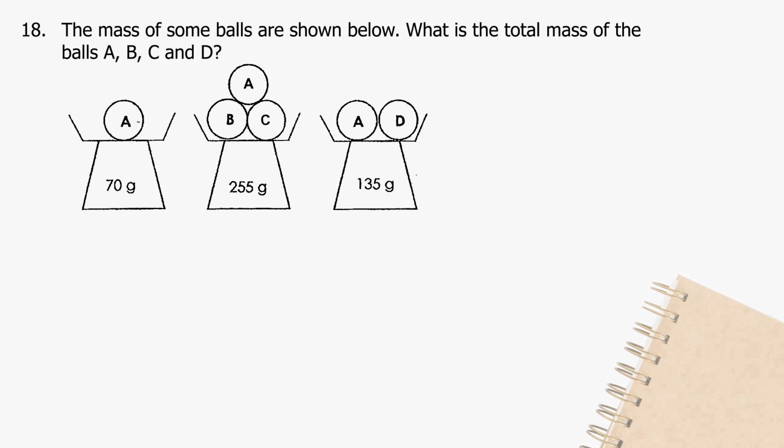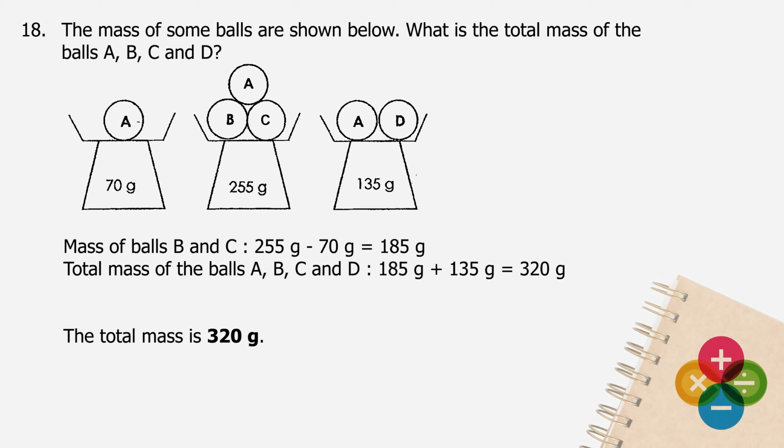Question 18. The mass of some balls are shown below. What is the total mass of the balls A, B, C, and D? The mass of balls B and C will be, subtract 70 grams from 255 grams, and the difference is 185 grams. The total mass of the balls A, B, C, and D will be, add 185 grams to 135 grams, and the sum is 320 grams. The total mass is 320 grams.